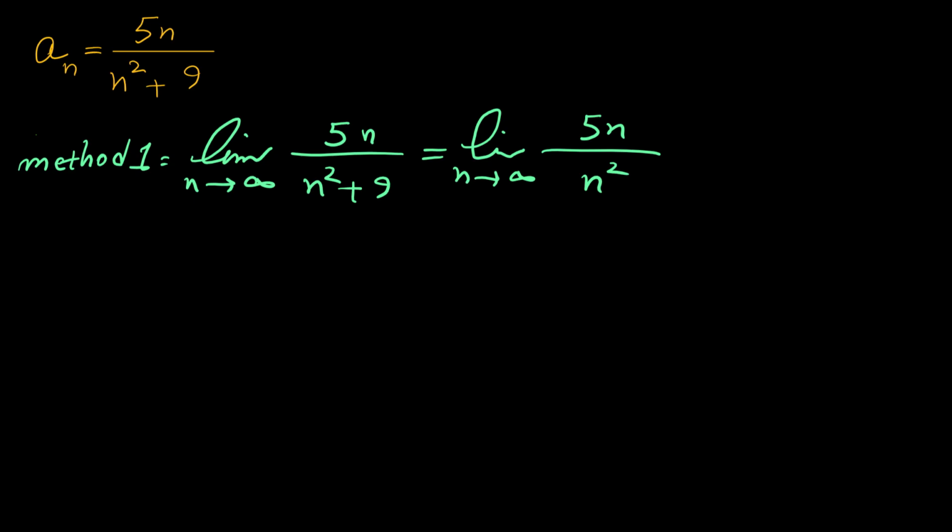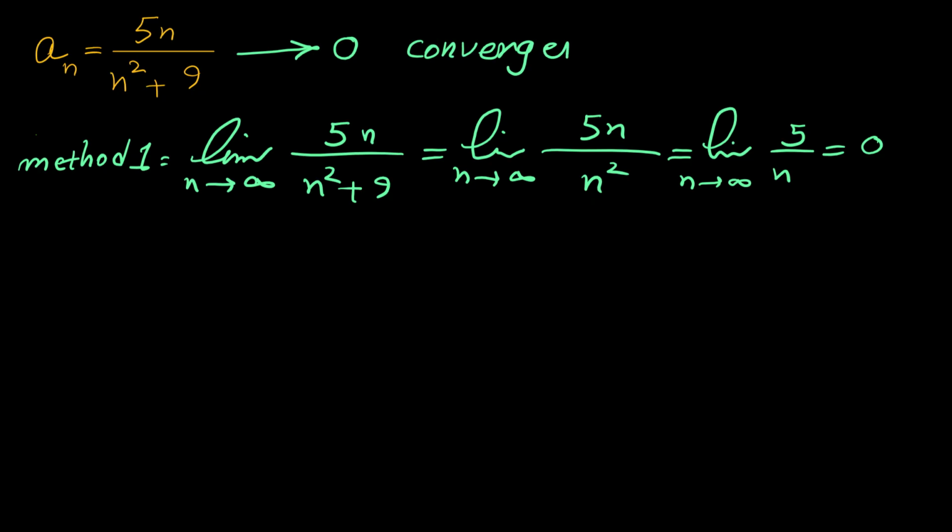Now simplify this. 5n over n to the 2 is 5 over n. So we have a limit of 5 over n as n approaches infinity. We know that limit of a number, in numerator we have a number, over something that approaches infinity is 0. Any number over infinity approaches 0. So the limit of this sequence is 0. So this given sequence approaches 0. So this sequence is a convergent sequence and it converges to 0.